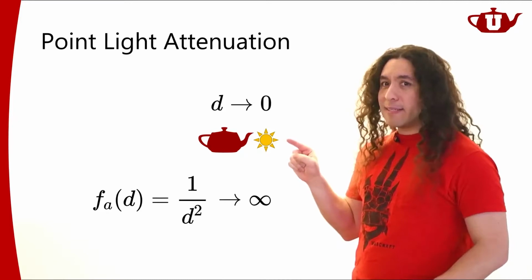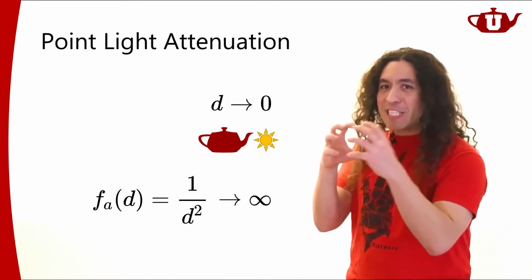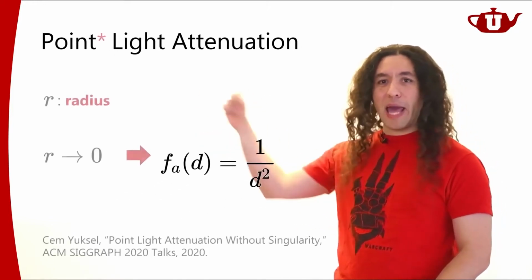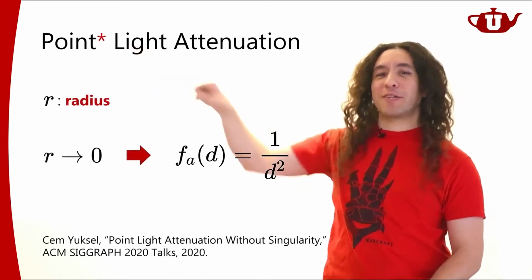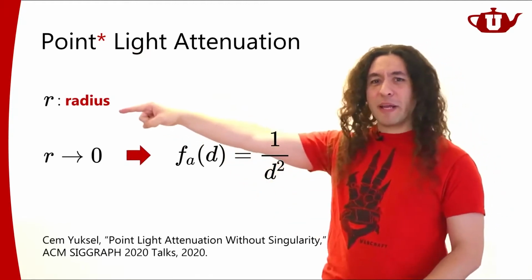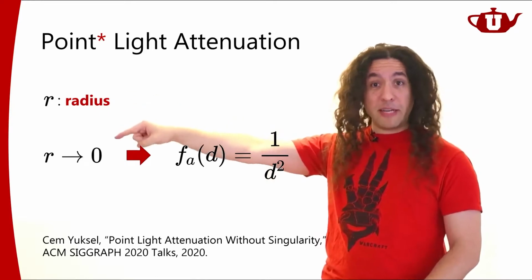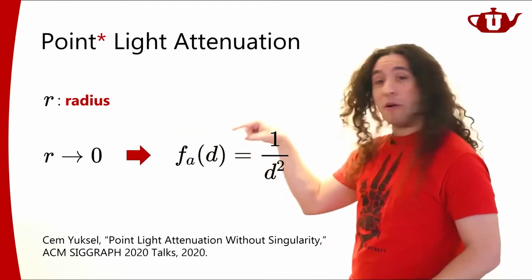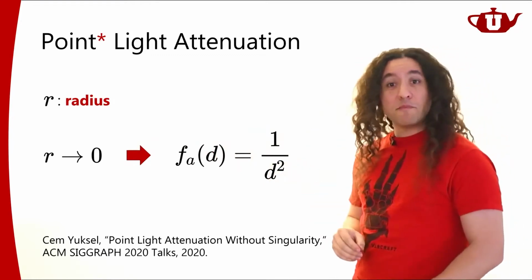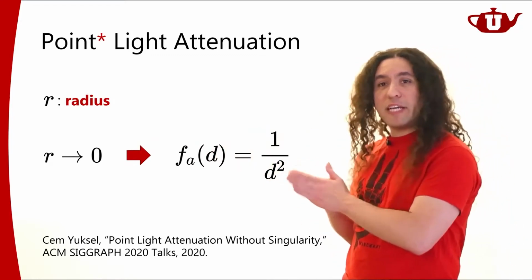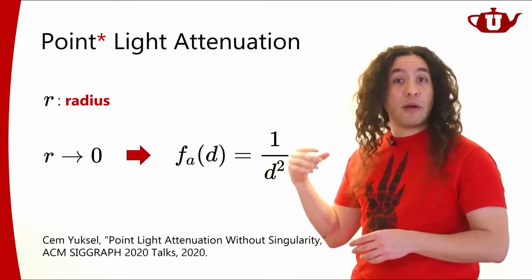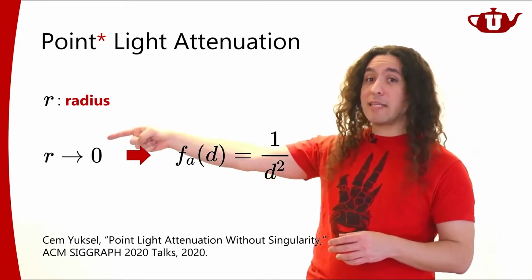But I want to add one thing from a spherical light source, just its radius. And when I add its radius to a point light source, it's not a point anymore. It has a radius associated with it. And as this radius parameter goes to 0, we're going to have the attenuation function of 1 over d squared as expected. So I came up with some derivation of how we could define an attenuation function for a point light source that has non-zero radius.